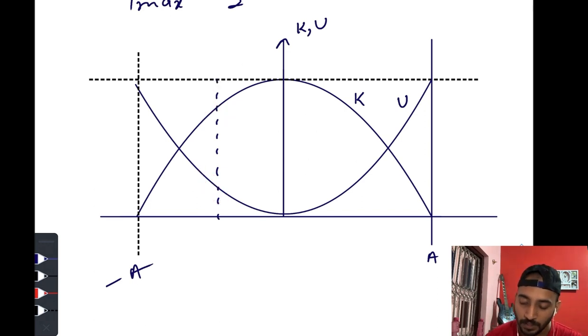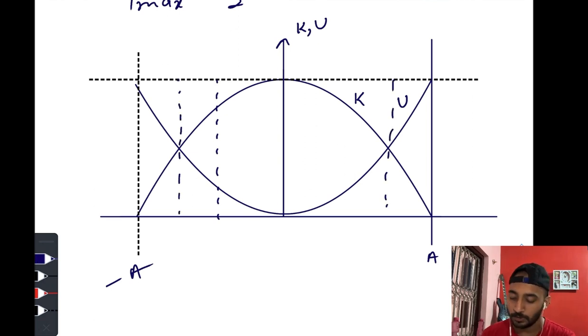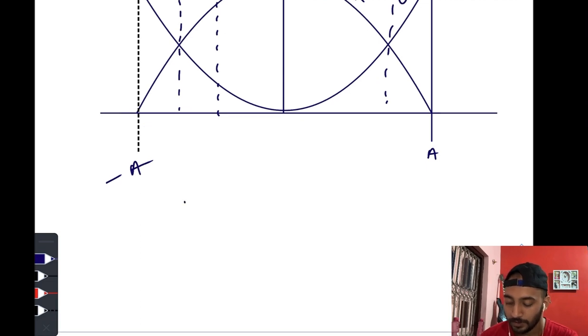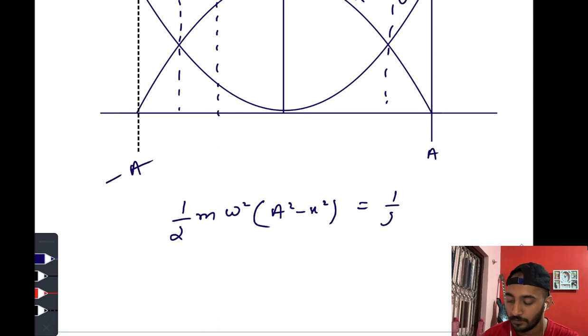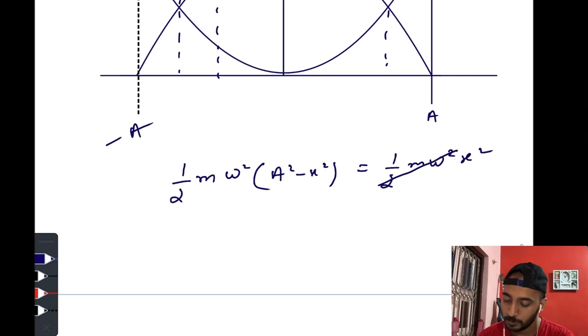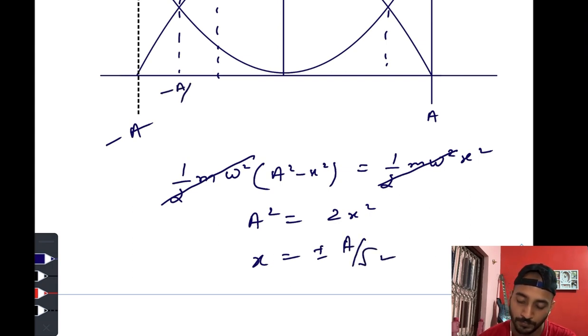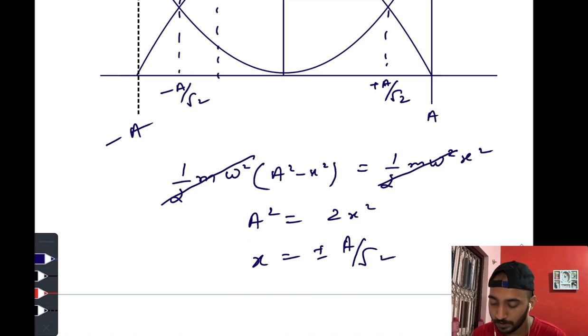As you can see, for some given value of x, kinetic and potential energy are equal. So let us see, we have kinetic energy as half m omega square (a square minus x square), and potential energy as half m omega square x square. So half m omega square gets cancelled out. a square equals 2x square, x equals plus minus a by root 2. So at minus a by root 2 and plus a by root 2, the kinetic energy and the potential energy are equal. Fine.